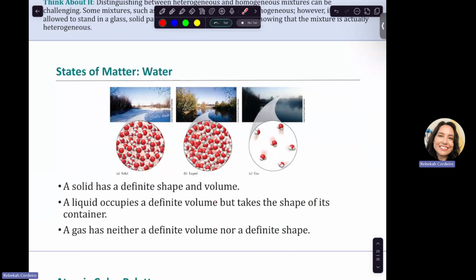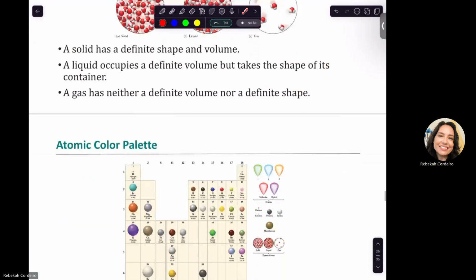States of matter, solid, liquid, gas. Solid has definite shape and volume. It's hard to change the shape and the volume of a solid. Liquid has definite volume, but it takes the shape of its container. If you have water and you pour it into a cup, it's going to take the shape of that cup. A gas has neither definite volume nor definite shape, so it can spread out as far as it can, take up that much space, and also it will take the shape of whatever container that it's in.